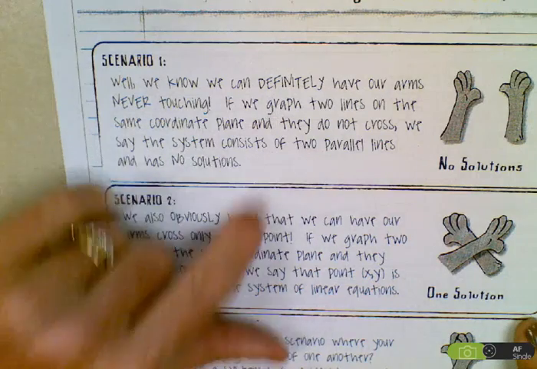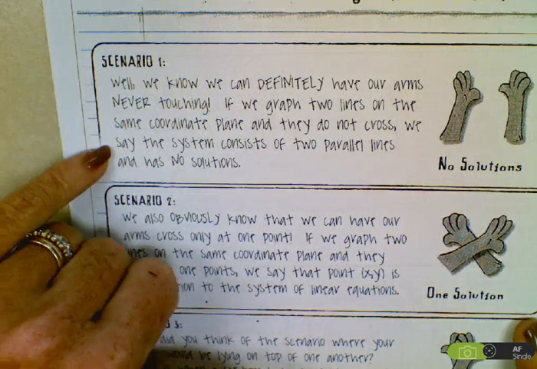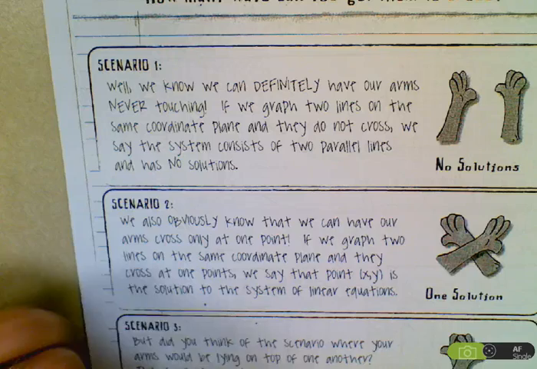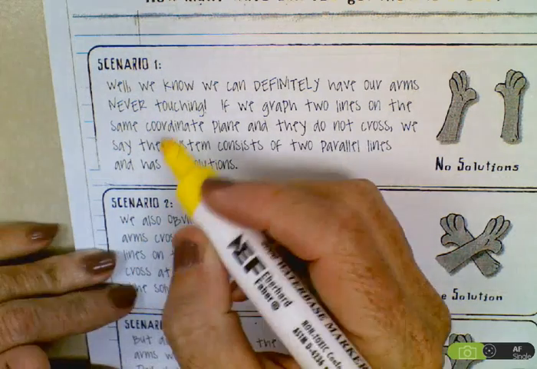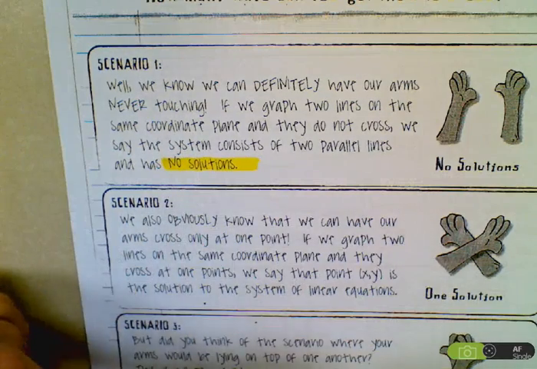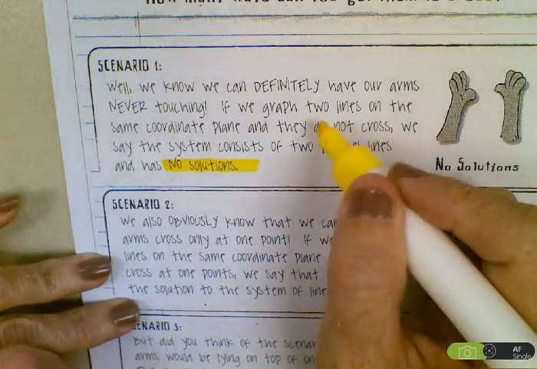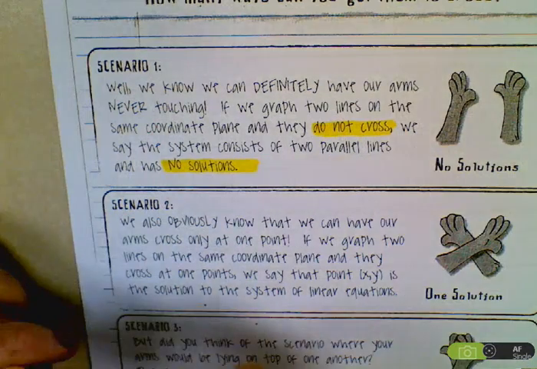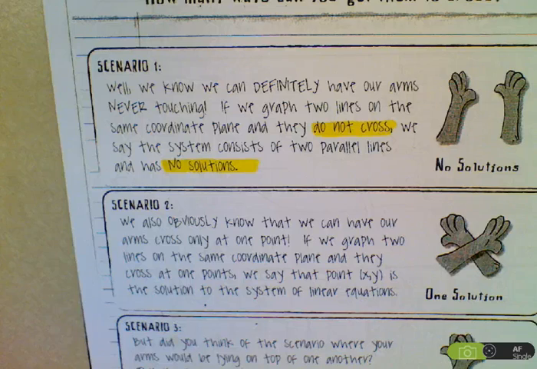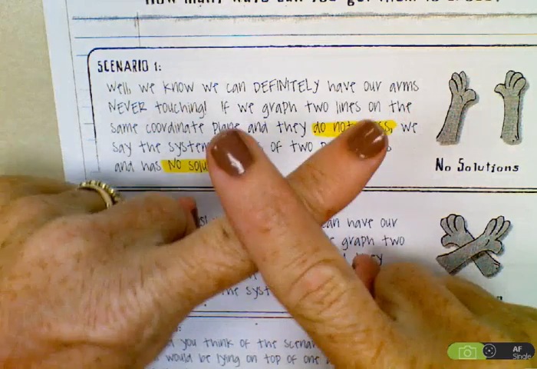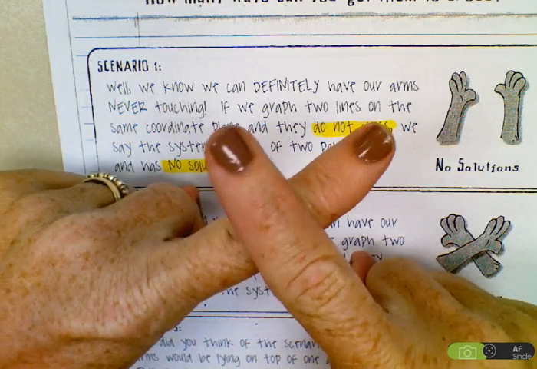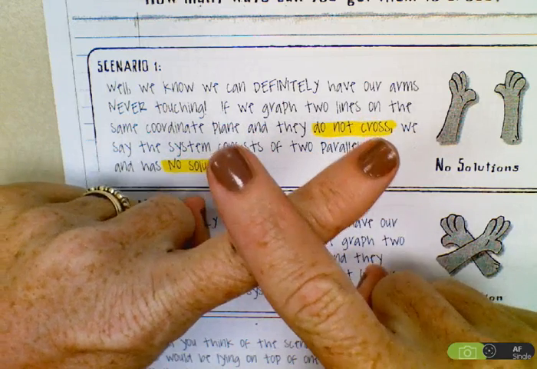If we graph two lines on the same coordinate plane and they don't cross, we say the system consists of two parallel lines and has no solution. Okay? If they do not cross, then they have no solutions. We also know that at some point my fingers can cross, and what you're asking yourself is how many times do they touch each other? And they only touch each other once.